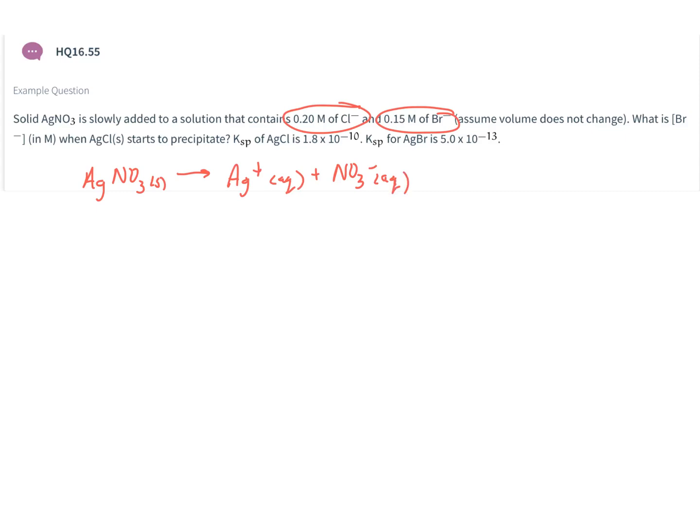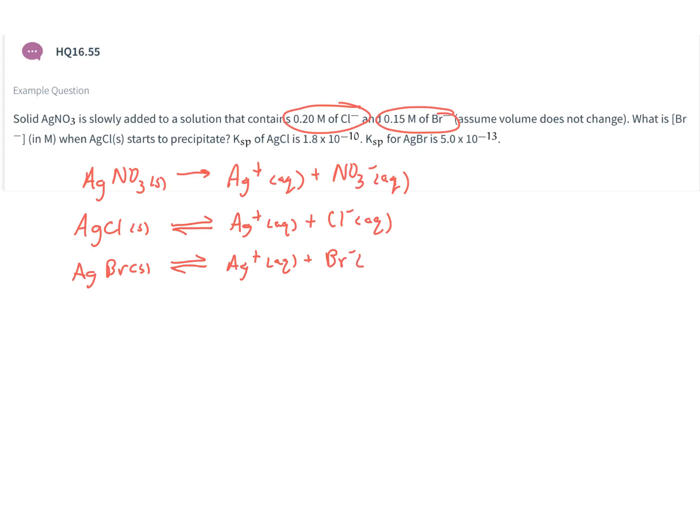At the same time, silver will react with both the bromide and the chloride to create a solid precipitate. So we've got silver chloride solid and silver bromide solid. Both of those are weak electrolytes, meaning I'll have an equilibrium between the silver in solution and chloride, as well as silver and the bromide in solution. And we're given the KSP values for both of those reactions. The KSP for silver chloride is 1.8 times 10 to the minus 10, and for silver bromide it's 5 times 10 to the minus 13.